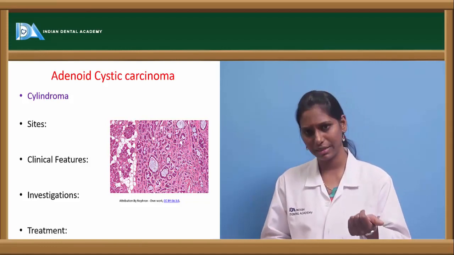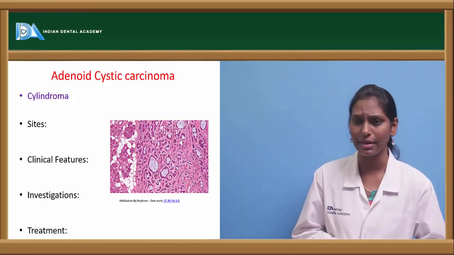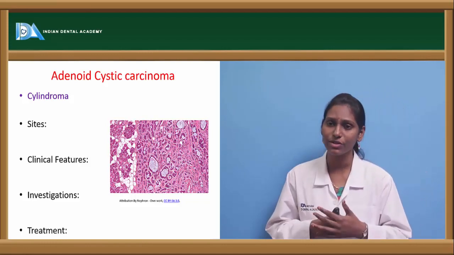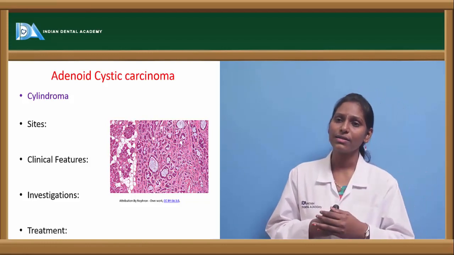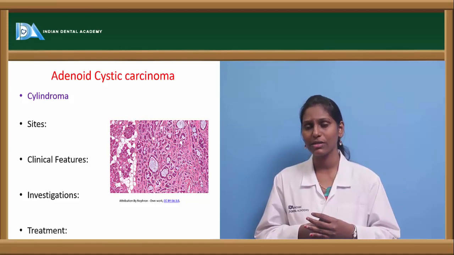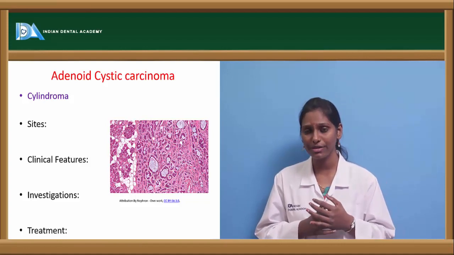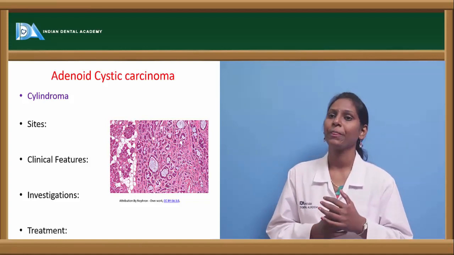The lymph nodes are usually firmer in consistency, or hard. Lymph nodes are usually hard and fixed, and this adenoid cystic carcinoma has fixity. It is usually fixed to the underlying bone or the underlying periosteum.